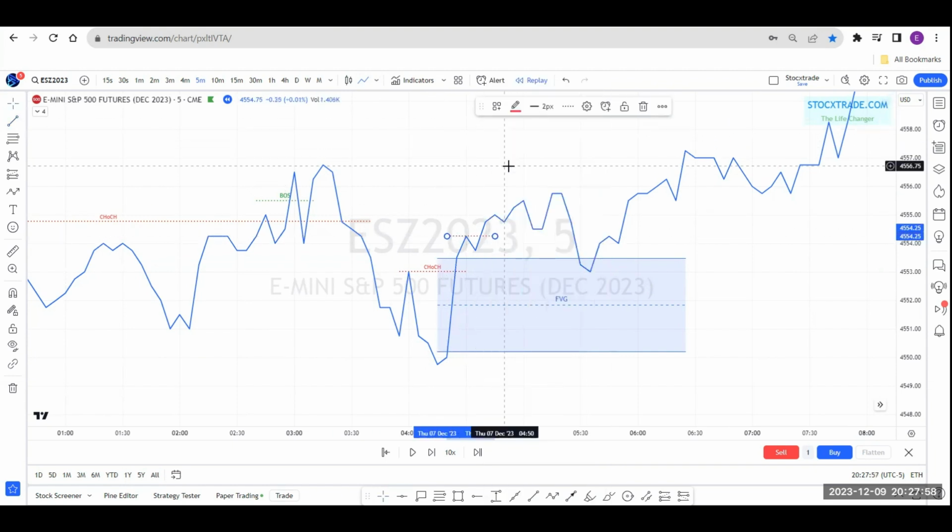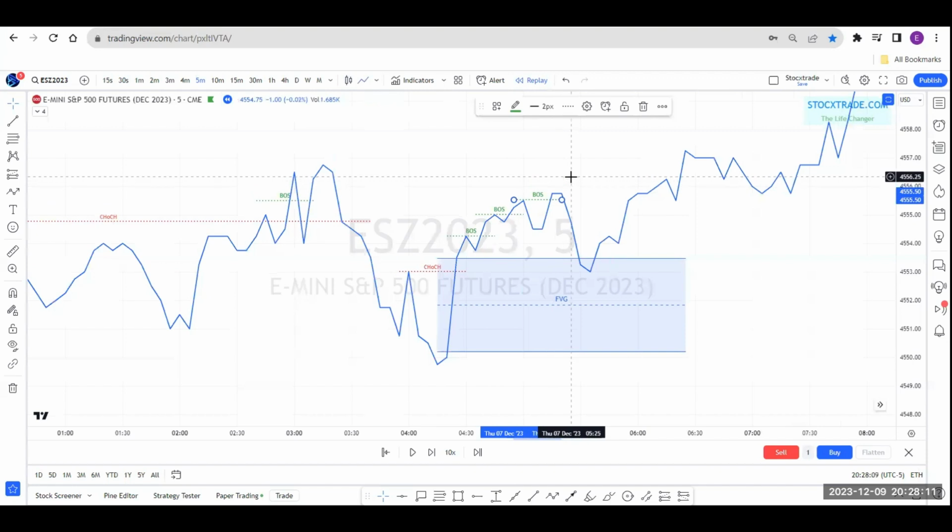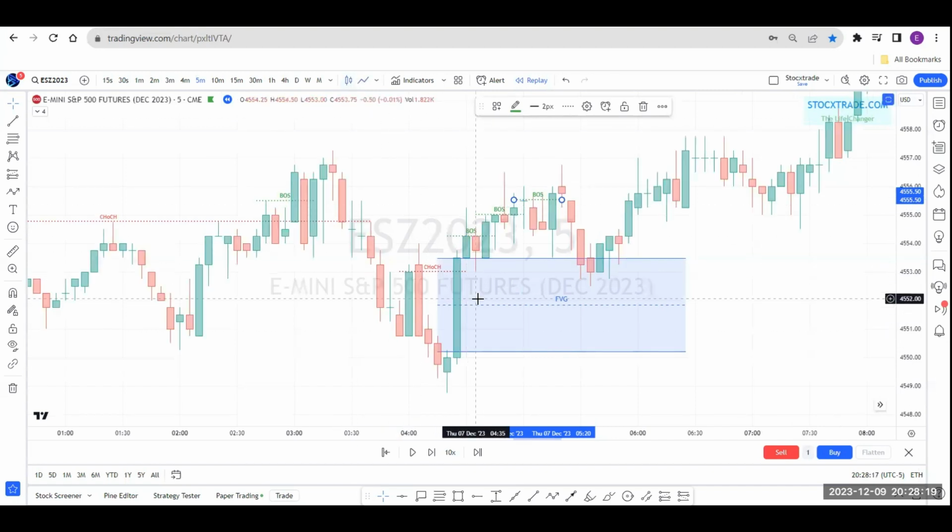Your first break of structure, your second, and your third. There can be more. Understand, guys? Break of structure should be in the same direction, in the same trend, and change of character is the first reversal. So now I shift.